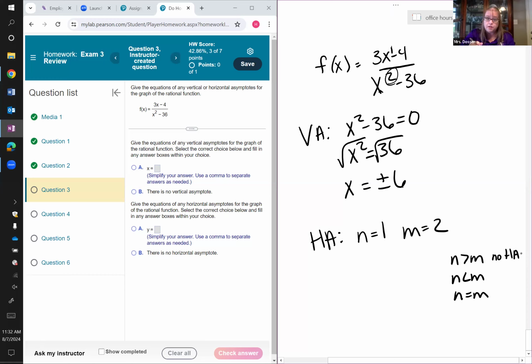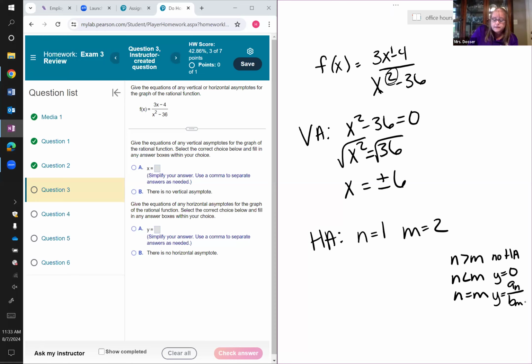If n is smaller, if the degree of the numerator is smaller than the degree of the denominator, then we have y equals 0 as our horizontal asymptote, the x-axis. And if the two degrees are equal, then we get the leading coefficient of the numerator over the leading coefficient of the denominator. We call those a sub n and b sub m, and you write them as a ratio. So y equals the leading coefficient of the top over the leading coefficient of the bottom would be our horizontal asymptote in this case.